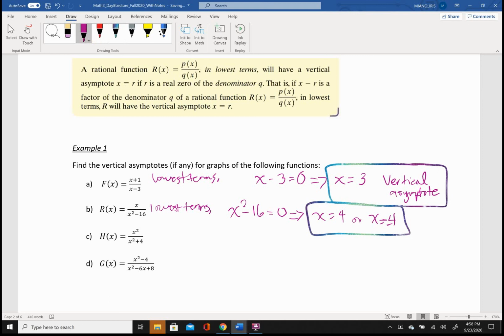Is it already in lowest terms? It is. This cannot be factored or reduced in any way, shape, or form. So we're just going to go straight to that denominator of x squared plus 4 and ask ourselves, when we set it equal to 0, can we solve it for real solutions? Spoiler alert, you cannot. Here, x will be equal to plus or minus 2i, right? So not real. Therefore, no vertical asymptote.